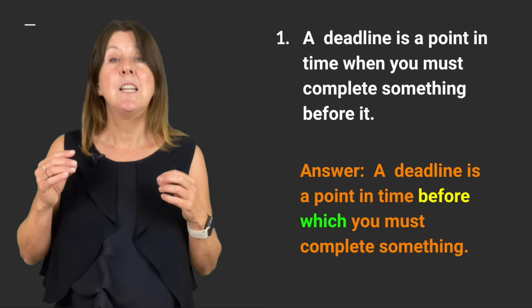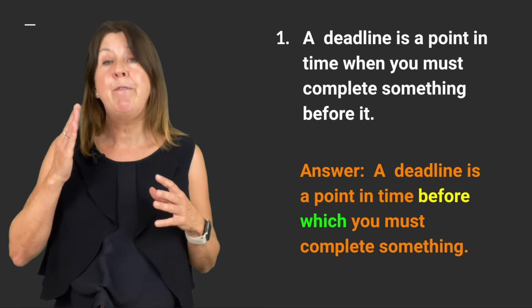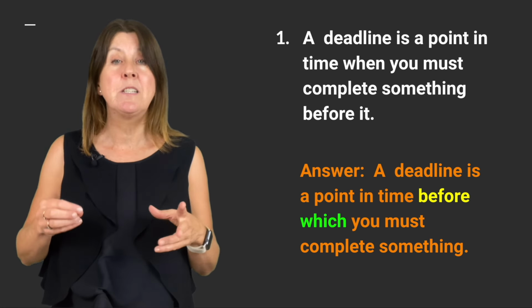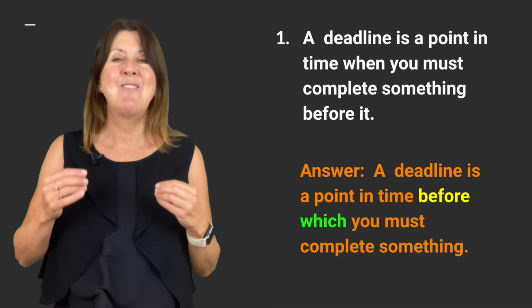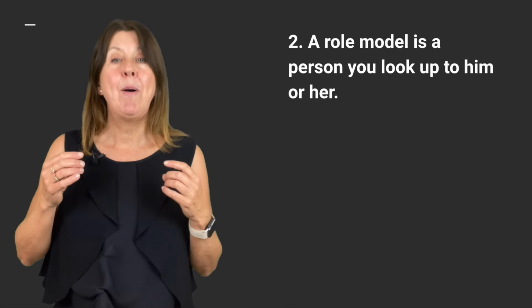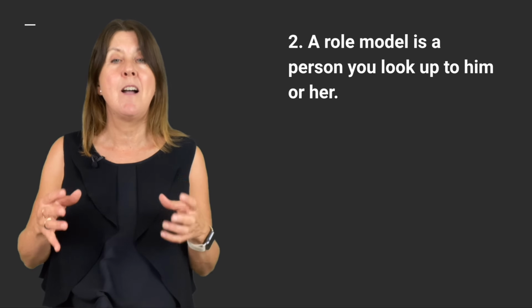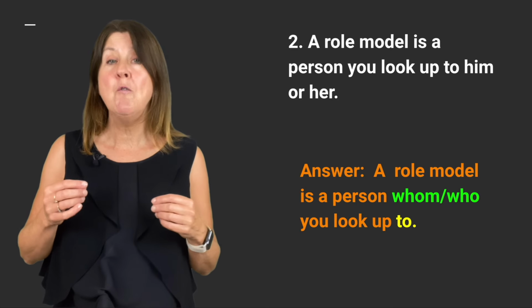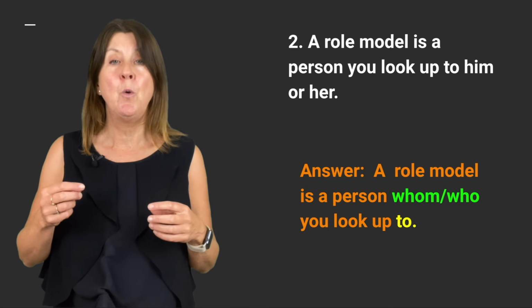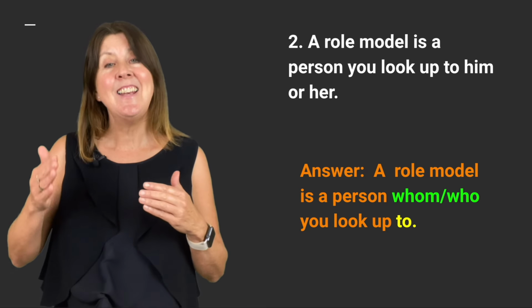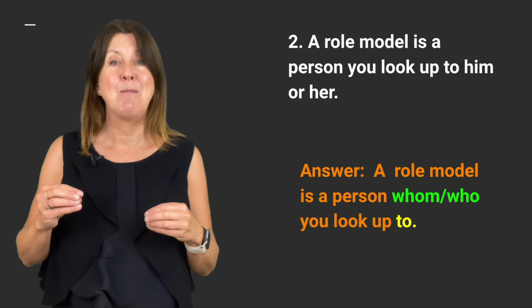The answer is a deadline is a point in time before which you must complete something. Remember, before is one of the prepositions we only use at the beginning of a relative clause. 2. A role model is a person you look up to, him or her. The answer is a role model is a person whom or who you look up to. Remember, we always put the preposition at the end of a relative clause after a phrasal verb.